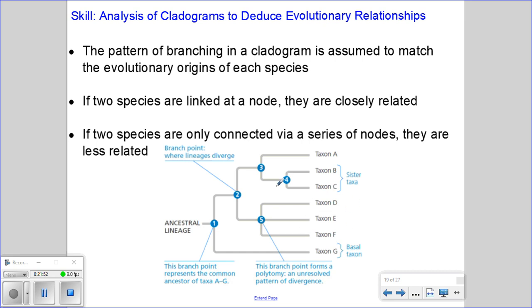So in this particular cladogram, you could determine that the organisms in taxon B and C are more closely related to each other than to the species in taxon A. And the species in, for example, taxon B would be more closely related to the species in taxon A than the species in taxon D, as there are more nodes between the species in taxon B and the species in taxon D.